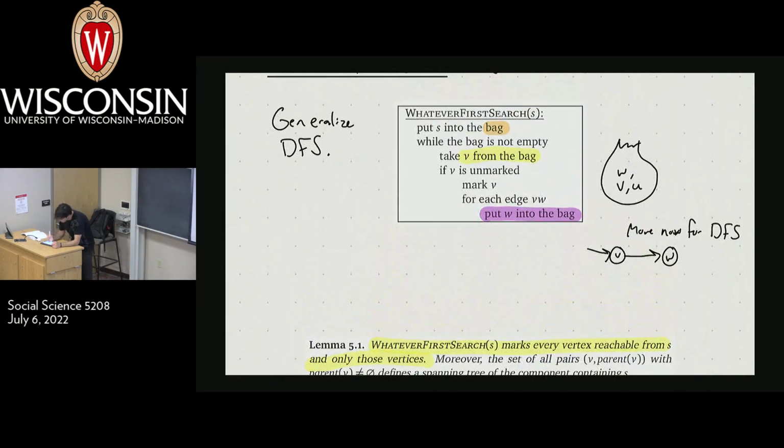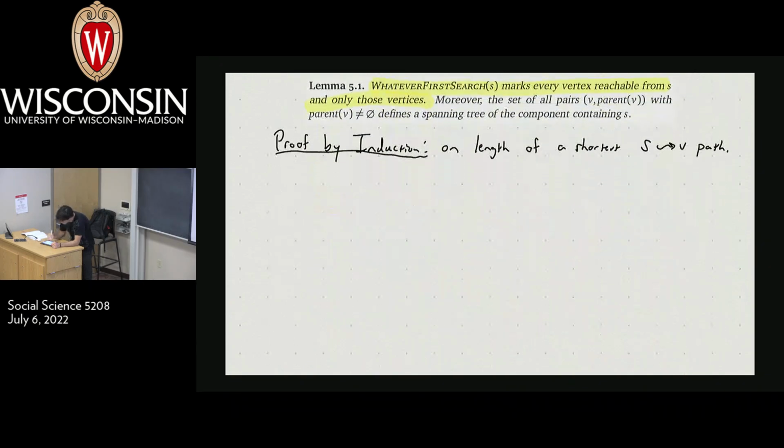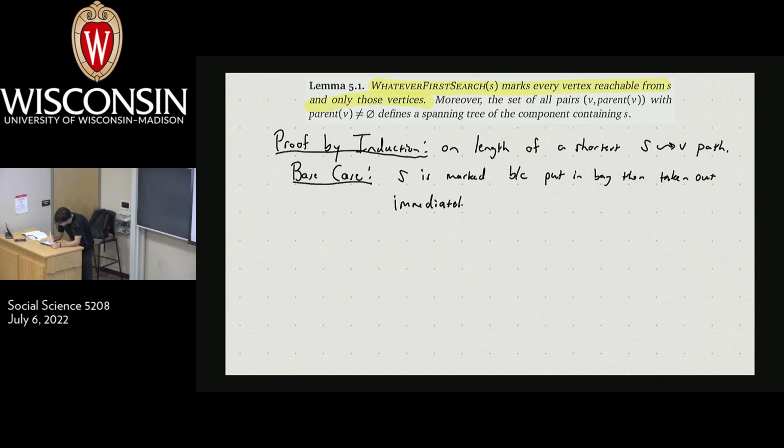So the first thing we do is we put s into the bag, which means we'll immediately take s out of the bag and mark it. So the base case: s is marked because it's put in the bag, then taken out immediately. How do I know it's taken out immediately? It's the only thing in the bag.